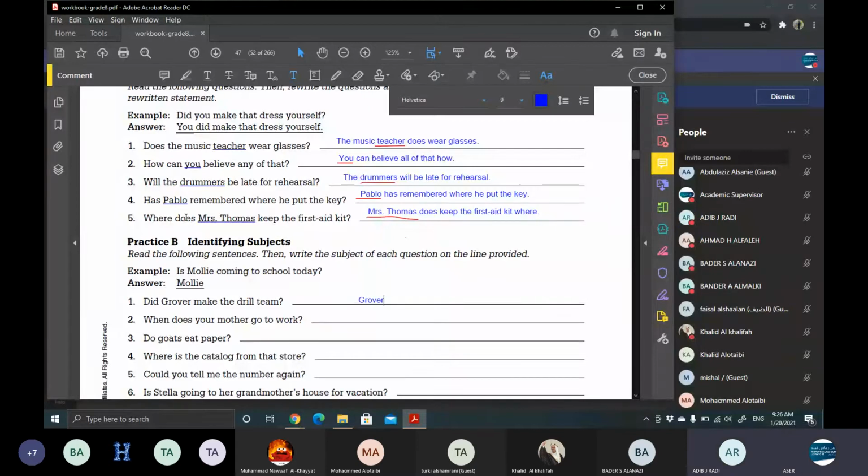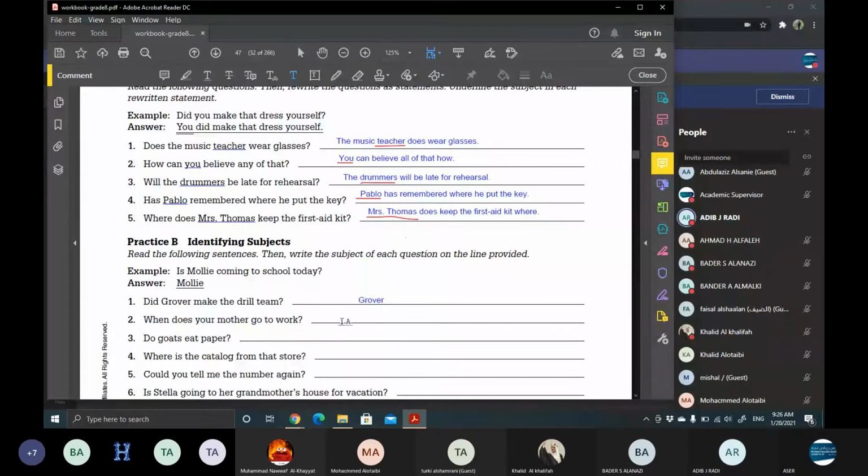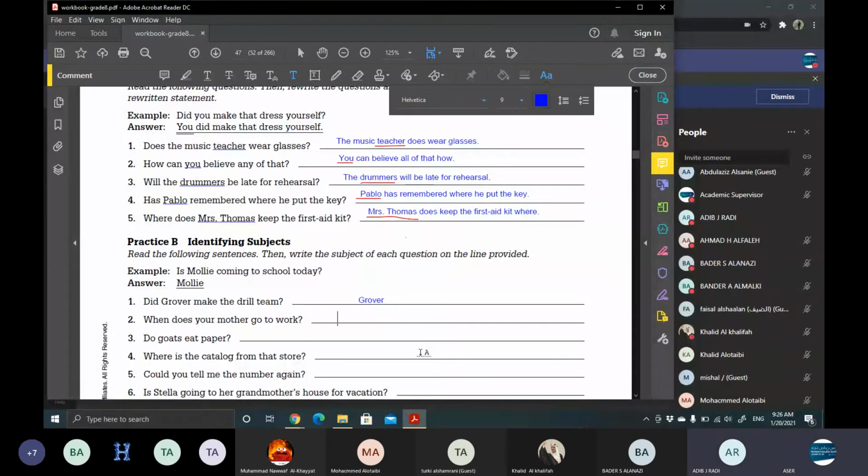If you cannot find the subject directly in the question, Saif, just change it into a statement, a sentence. Can you change this question into a sentence? Saif, can you hear us? Yes, yes. Okay, change this question into a sentence. Start with the subject, then the verb, and the rest of the sentence. I start with what?